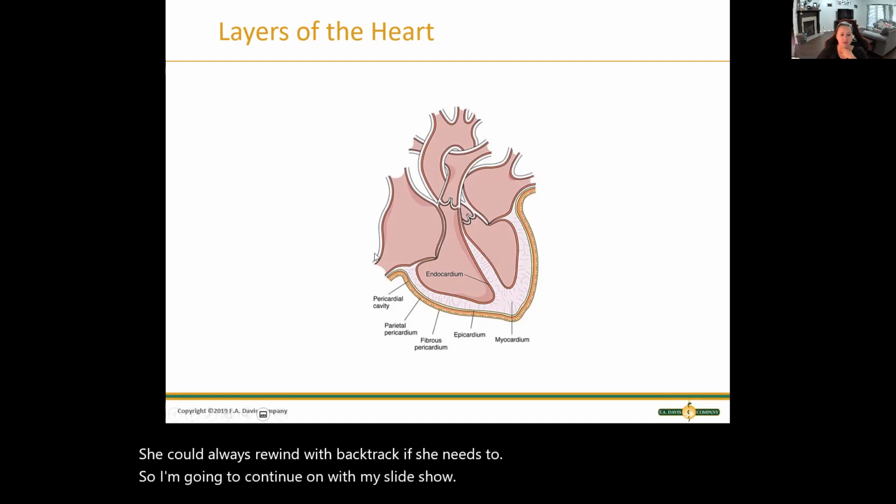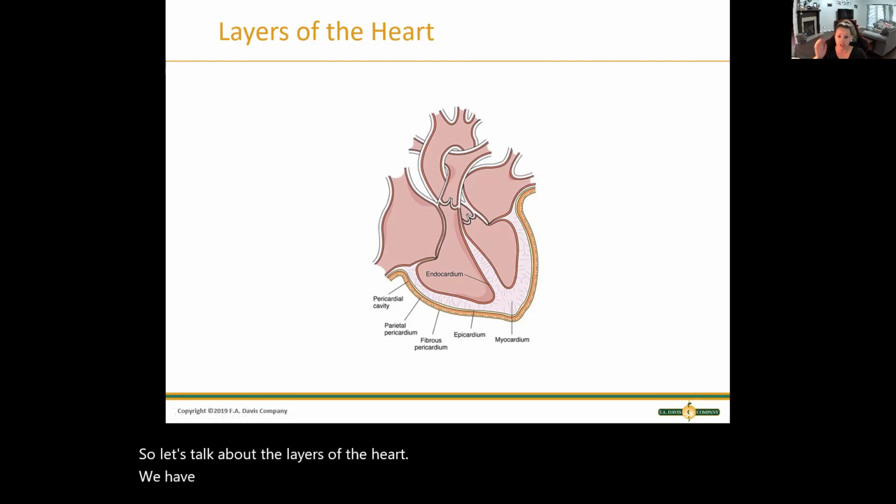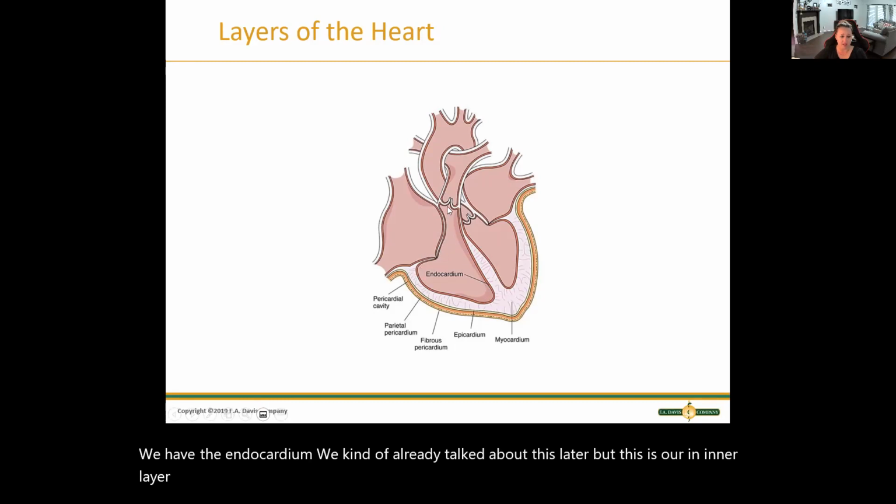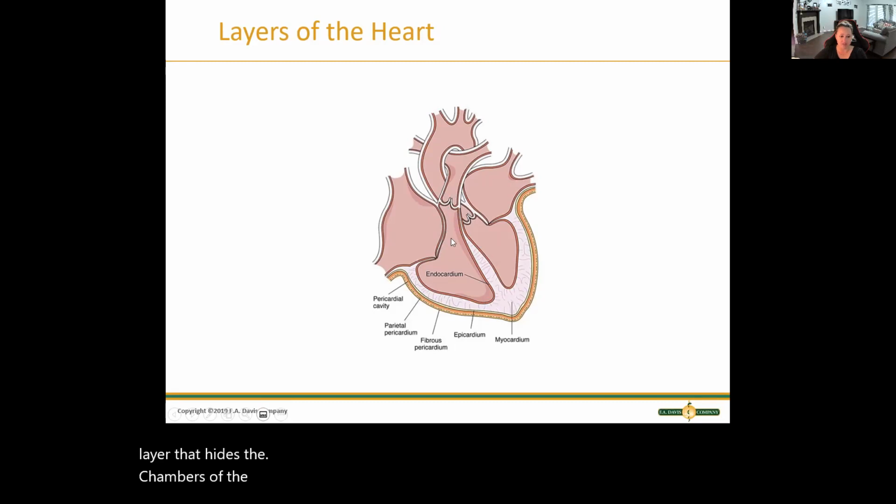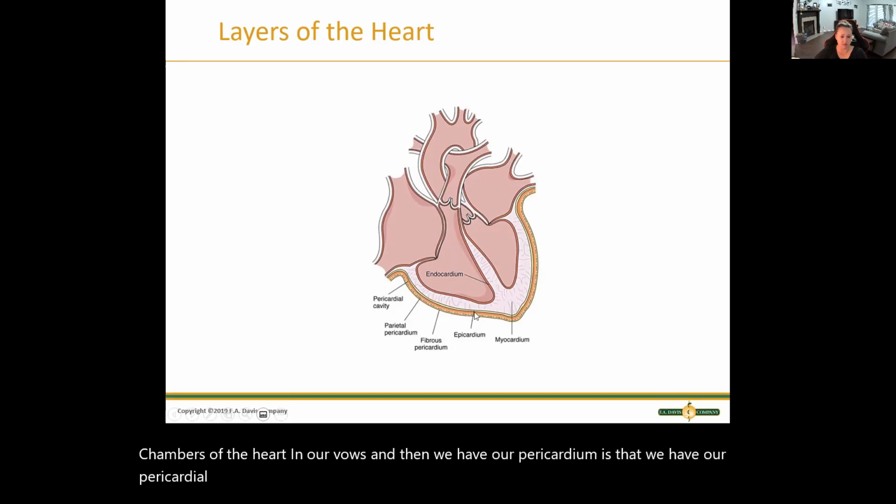So let's talk about the layers of the heart. We have the endocardium. We kind of already talked about this earlier, but this is our inner layer that lines the chambers of the heart and our valves. And then we have our pericardium. We have our pericardial sac. We have that serous layer in between where we have some fluid that prevents that friction when our heart beats, right?